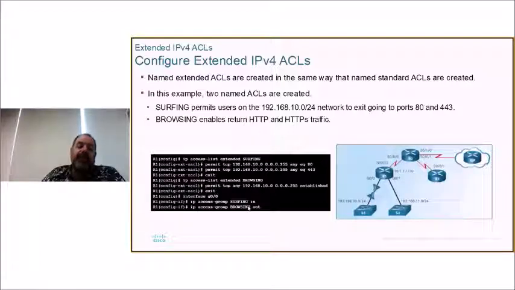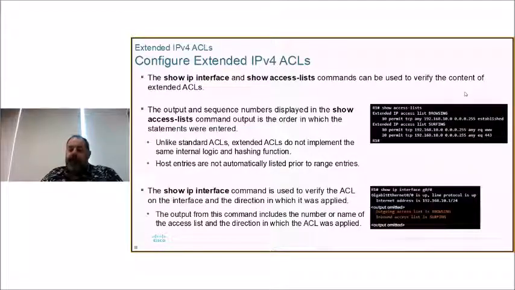And so applying them to that interface, that's basically the same example as what we looked at before, but in a named version. Again, how do we check that it's working or where it is? So show access lists again.